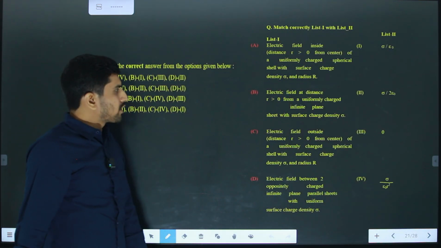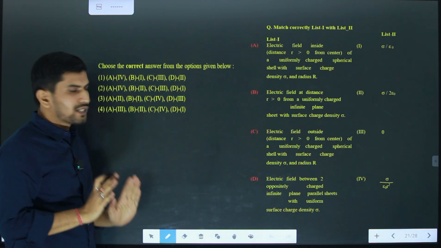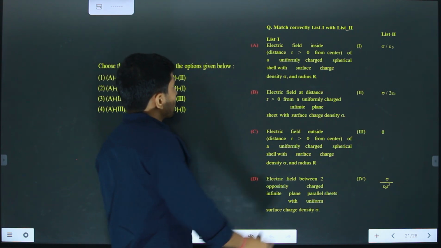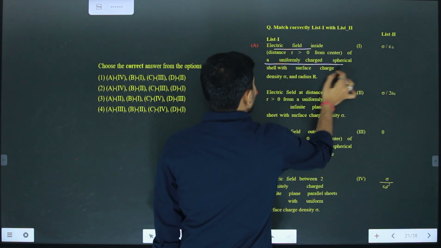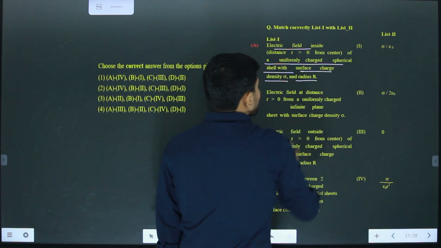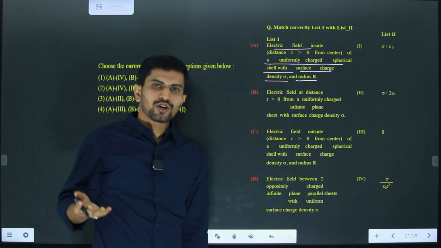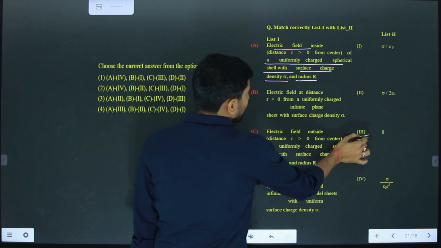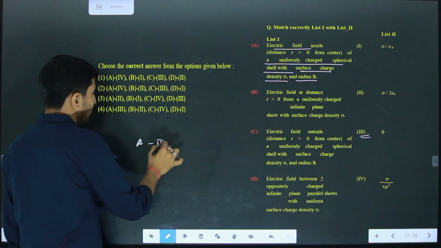Again, one assertion reason question. I think not assertion reason. We have to match list 1 with list 2. Let's do it. The first statement is electric field inside a uniformly charged spherical shell of surface charge density sigma and radius r is equal to what? We know that for spherical shell and as well as for conductor, inside electric field is always 0. So this A will go with 3.